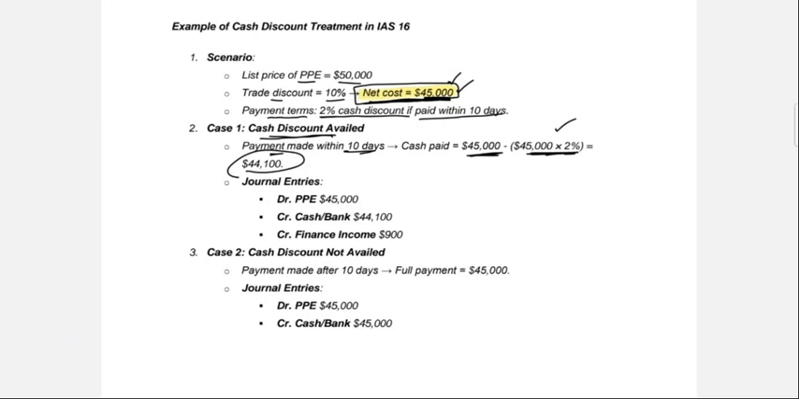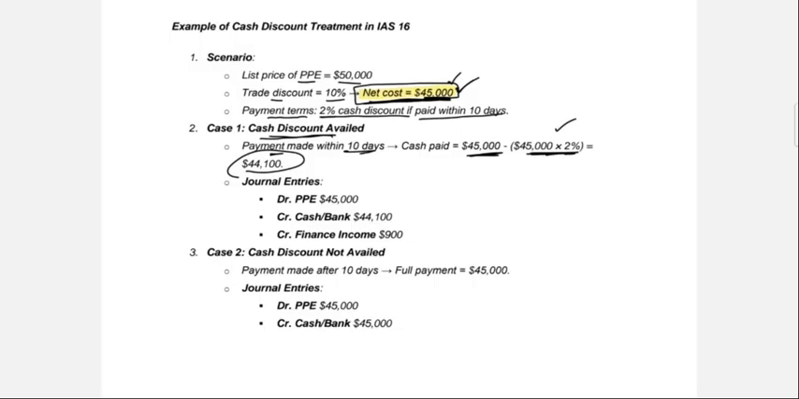Remember, this is not the new value of the asset. This is just the amount which you will have to pay. The value of the asset will stay 45,000, because just now we have seen cash discount will not affect the value of the asset. It just affects the cash outflow.